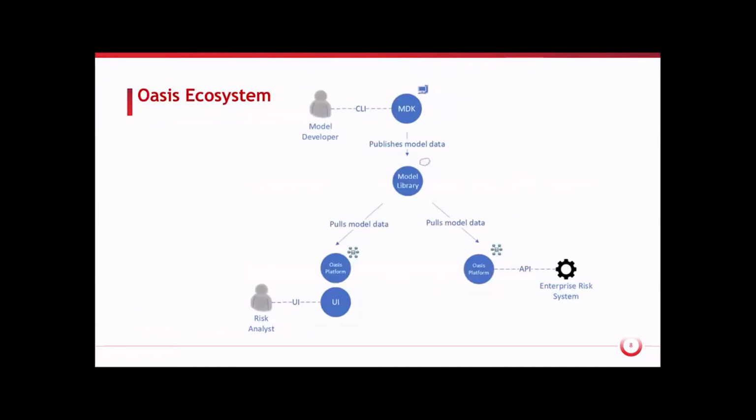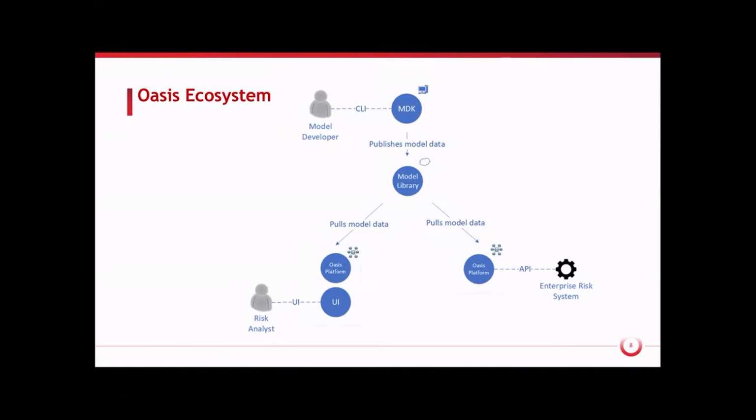Okay, and then in this diagram, it really just illustrates how these different components fit together as a kind of ecosystem. So at the top, you have a model developer working directly with the model development kit to build and calibrate the model. Once that's done, they then publish the model assets into the cloud-hosted model library to make them available to users. And then at the bottom, we have different systems with the fully deployed Oasis platform that kind of have models published into them for use.